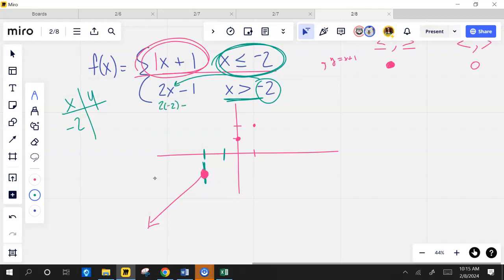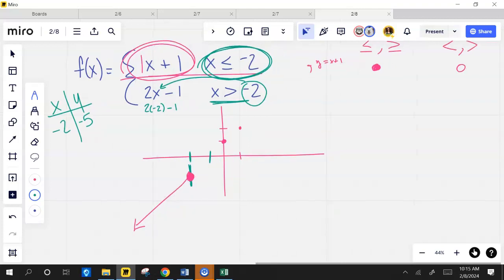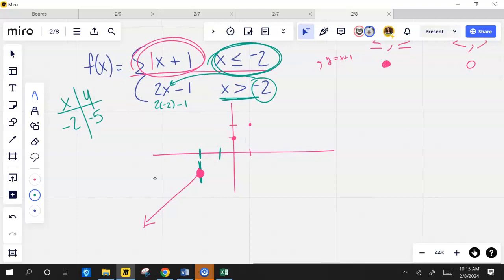2 times -2 minus 1, -5. We all agree? Is that going to be an open or a closed dot? Open. Why is it open? There's no line under it. So I'm going to go -2, -5, -2, 1, 2, 3, 4, 5. And I'm going to do an open dot right there.